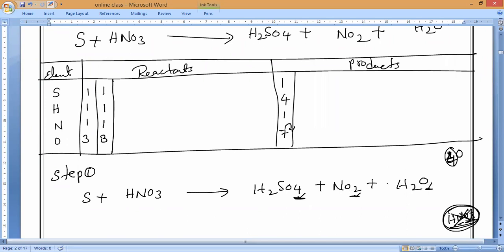So now 1 more is needed for us. Now can I replace the 1 here with 2 so that you count the oxygens? 4 plus 2, 6. 6 plus 2 how much? 8 it will become. Is it yes or no, guys?